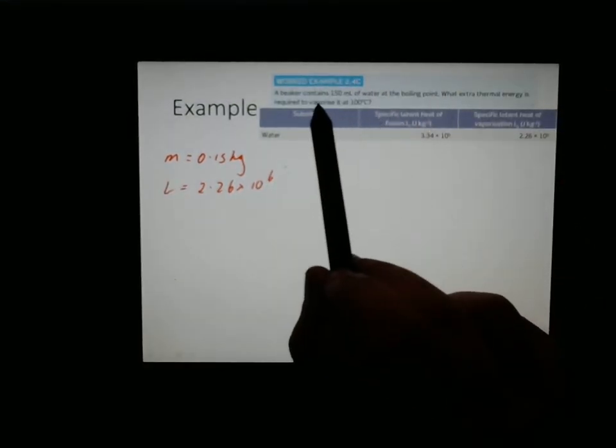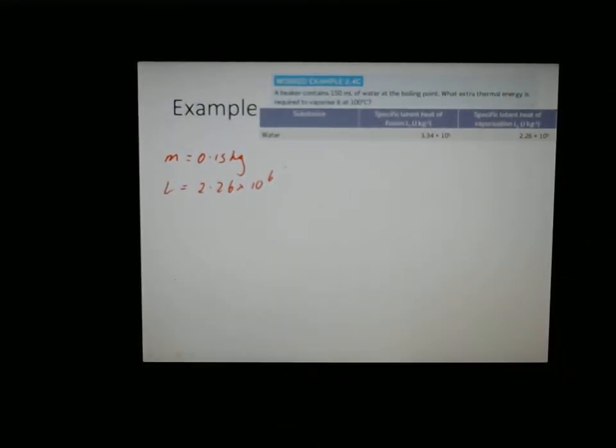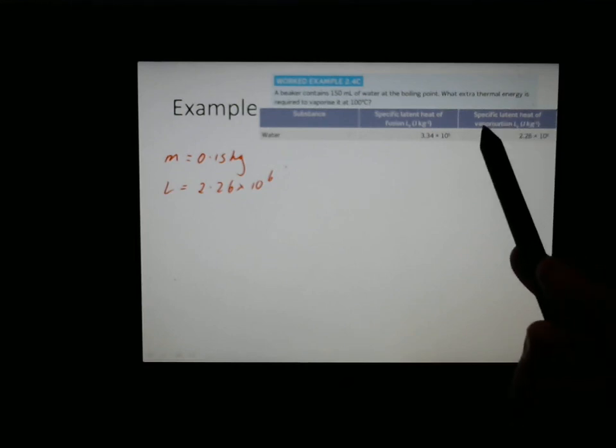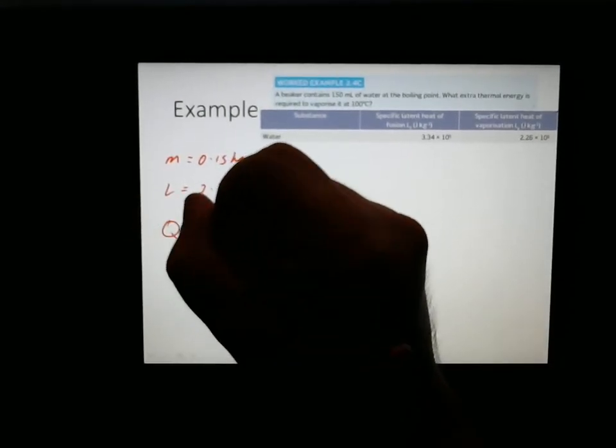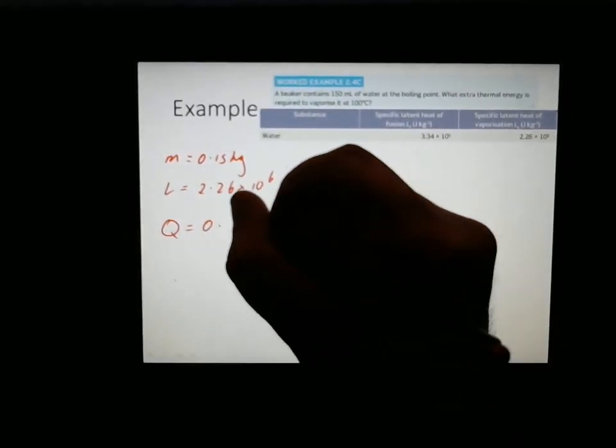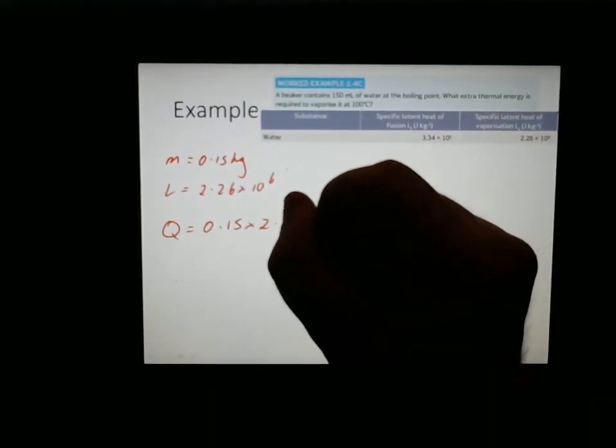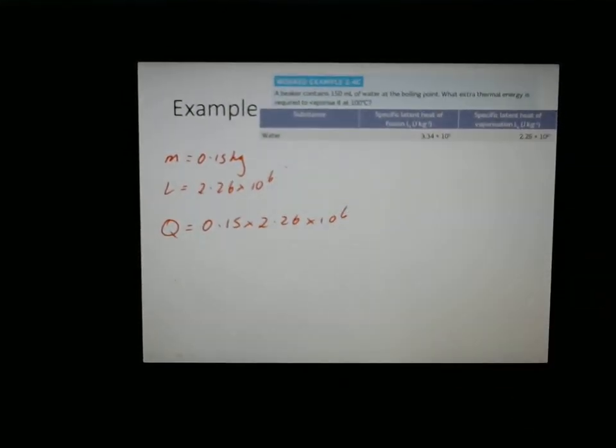Because we're after vaporizing, they sometimes will phrase this as boil it all to steam or convert it all to steam, something like that, where we're changing the phase. But we're going to need the latent heat of vaporization over here. We're just going to slap our values together. Q equals ml, 0.15 times 2.26 times 10 to the 6, and that's going to be about 3.4 times 10 to the 5.